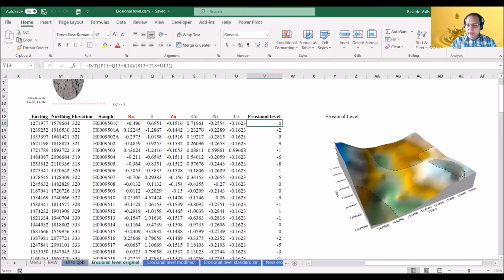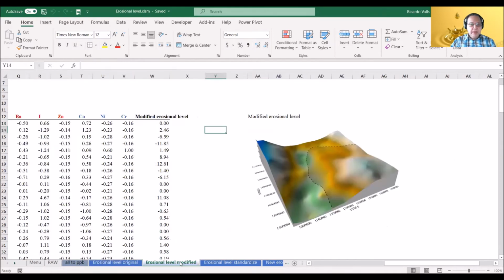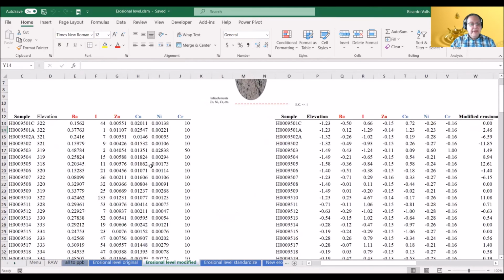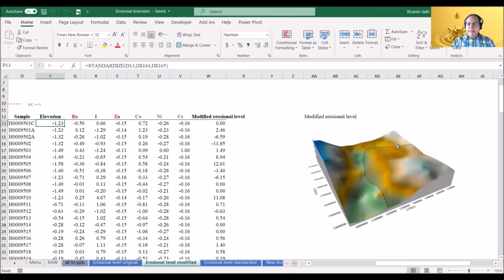Now, with time, I understood that there is another factor that is very important in erosion, which is the elevation, that is not considered in this purely geochemical formula. So I modified this original formula by just adding the elevation as a new factor. I also standardized it, and when I apply the modified erosional level, I have the same formula, but I multiply it by the elevation, like a modified coefficient. And when I look at the map, I get this map, which is a combination of elevation and the chemistry.